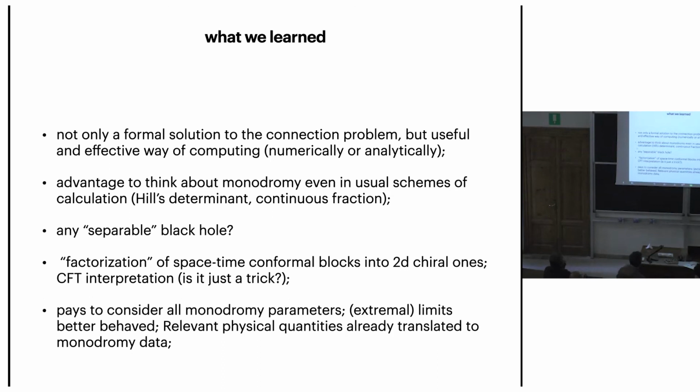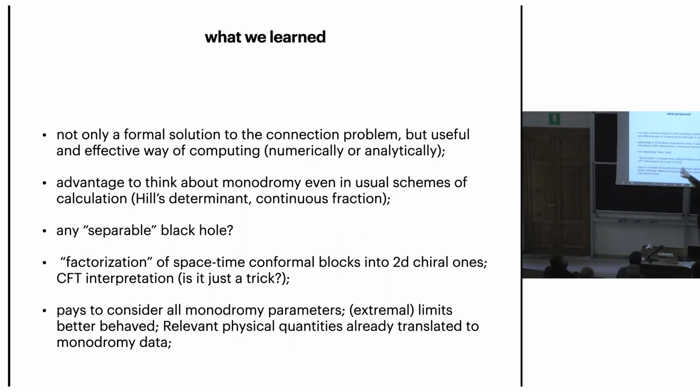that thinking about monodromy is a better way to think about these problems generically, even when you use the usual methods, because you can read the monodromy properties from continued fractions and from the Hill determinant, the usual numerical way to deal with the connection problems in the Heun equation.